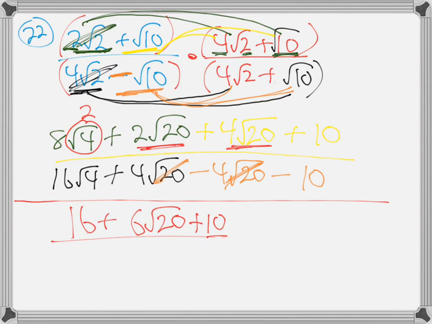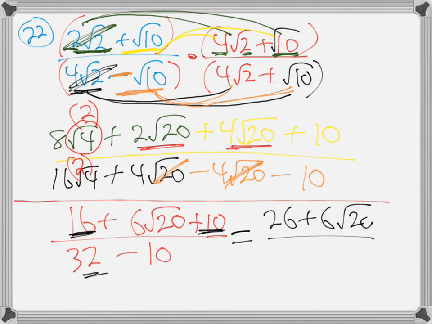And then on the bottom, what's that? 16 root 4. What's the root of 4? 2. So that's 16 times 2. 32 minus 10. Good so far? See what happened there? And then the 20 we break down again. Right now, 16 and 10? 20. Those are just plain old numbers. They'll add. Plus 6 root 20. In the bottom, 32 minus 10? 22. But that root 20, I can clean it up.